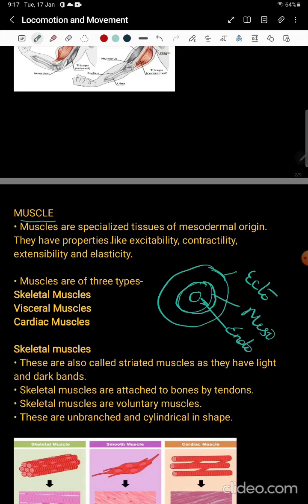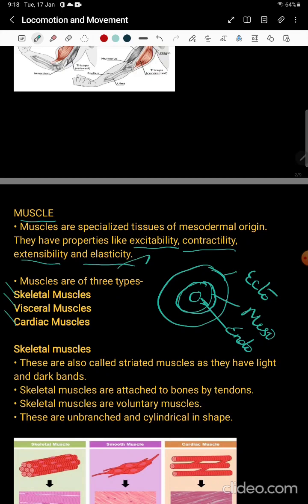Muscles have properties like excitability, which means they can be excited by certain impulses or stimuli. They have contractility, that means they can contract and then easily expand, and they have elasticity. If something has the property of contracting and expanding, it is considered to have the elasticity property. Understood? Now muscles are of three types. We have already learned about this: skeletal muscles, visceral muscles, and cardiac muscles.